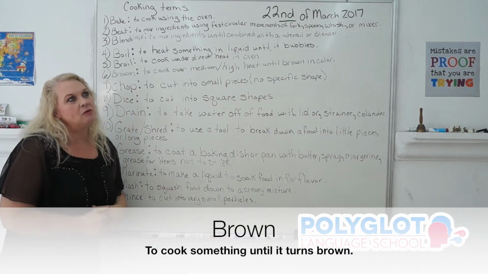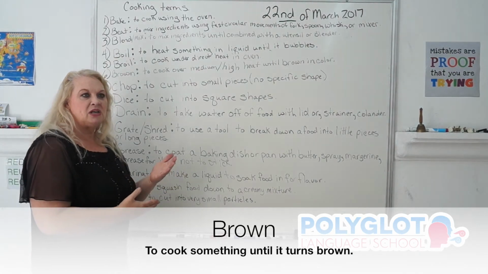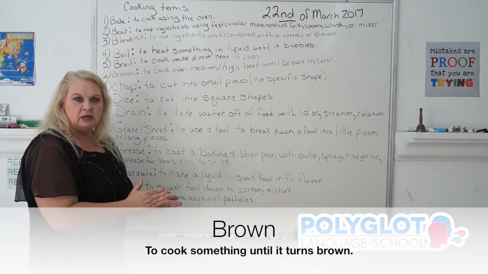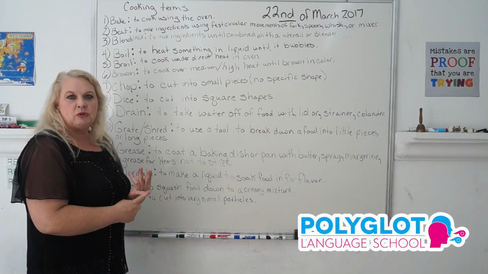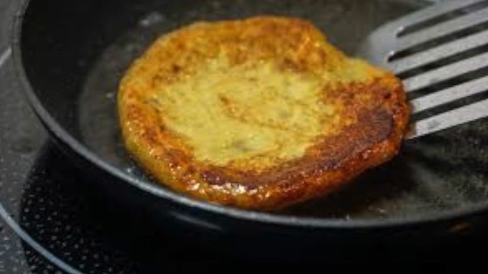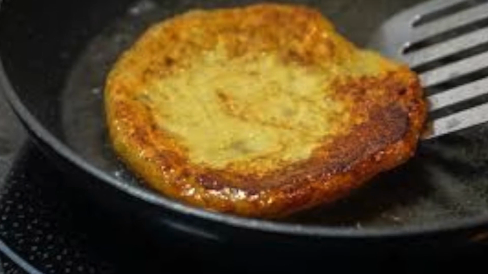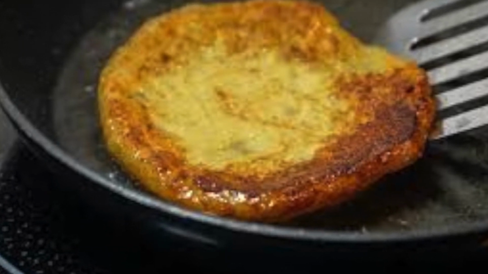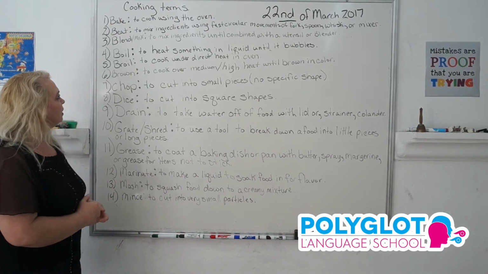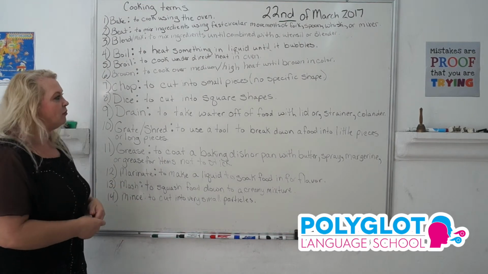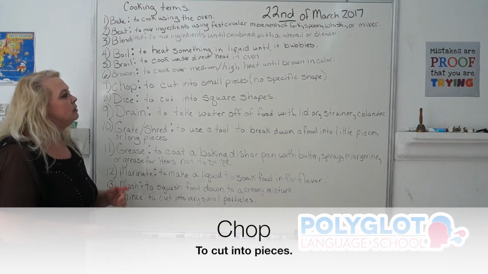Brown. Brown is to cook over a medium or a high heat, and it is to cook something until it turns brown in color. You usually turn it over. You can do that with pancakes, French toast, you can brown meat, you can brown gravy. There's a lot of things that we do the browning technique, potatoes, vegetables, and you just cook them over medium heat until they're brown, until they're a nice golden color. Those are to brown.